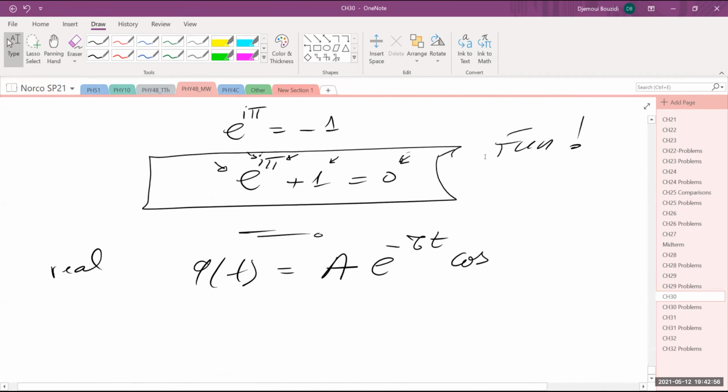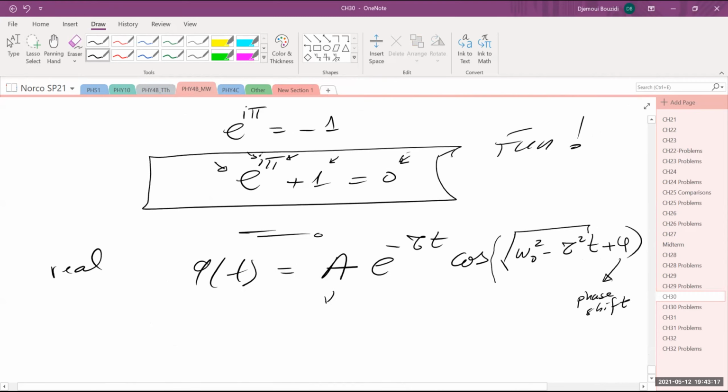So it's going to be a cosine of the square root of omega naught squared minus tau squared times t plus typically a phase. Plus a phase of some sort. So this is a phase shift. And this is a constant. Both of these are constants, by the way, that depend on initial conditions.